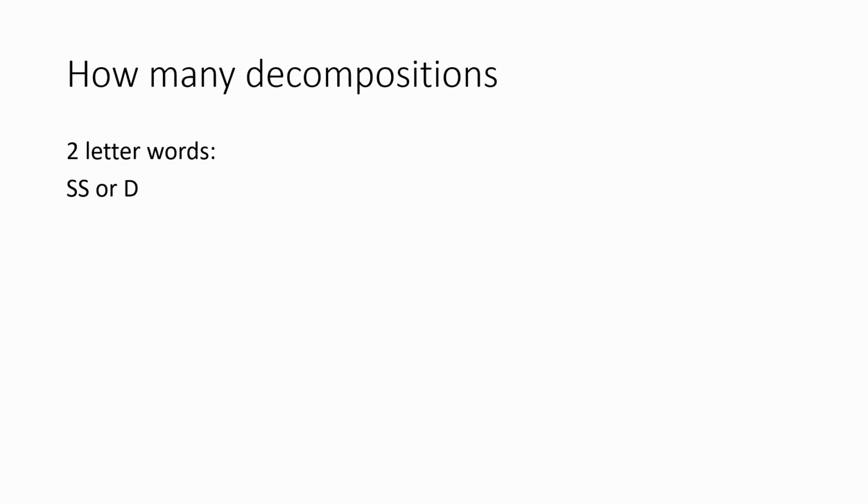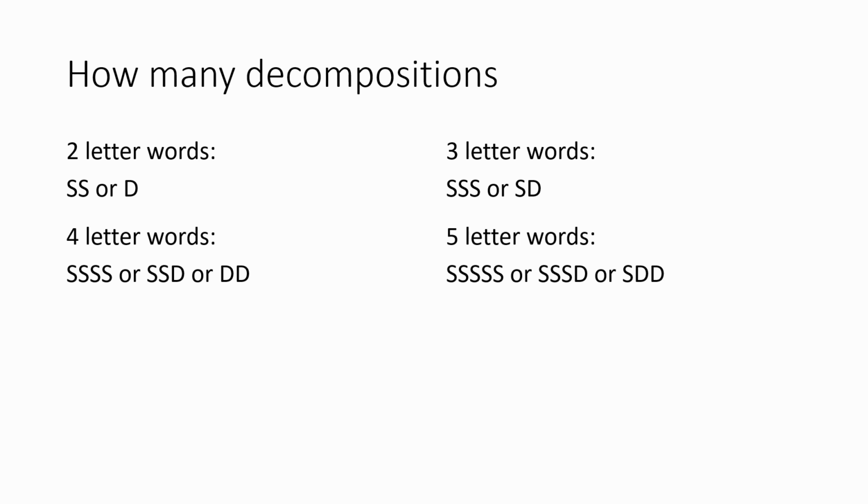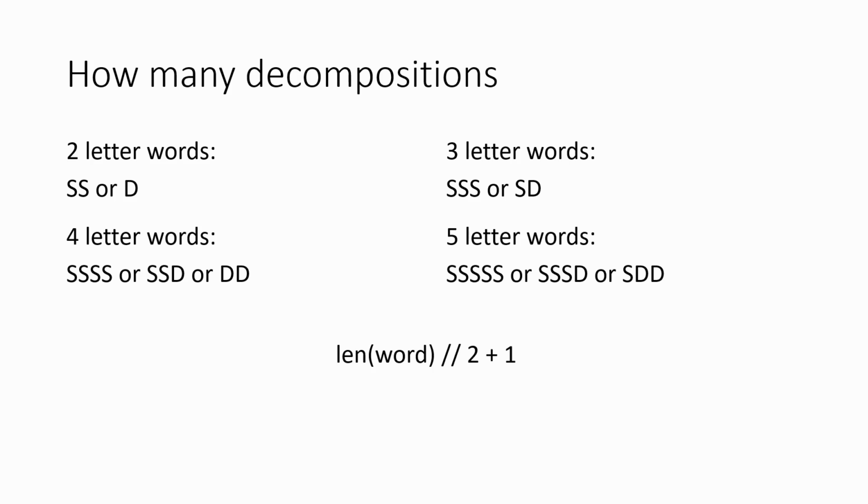First, we should start with looking at how many decompositions there are. So you can imagine for a 2-letter word, we can either have a single single or a double, 3-letter word, a single single single or a single double, and so on. We end up finding that the number of decompositions is just the length of the word, divided by 2, drop the remainder, and add 1. That operation, dividing and dropping the remainder, is just called floor division for you non-coders out there.